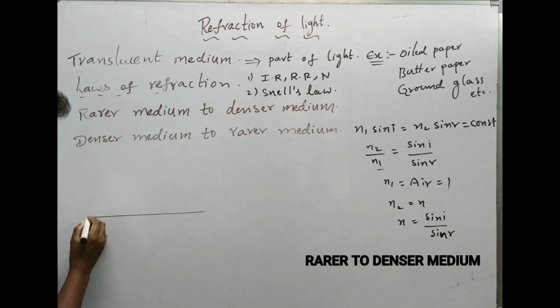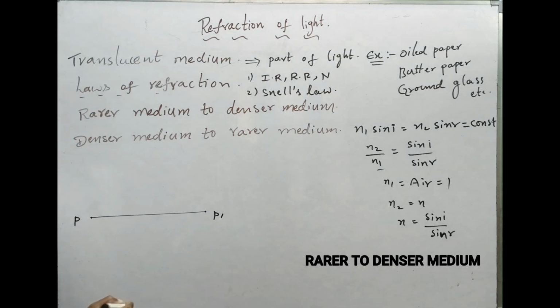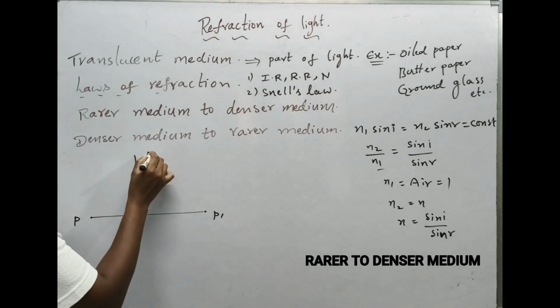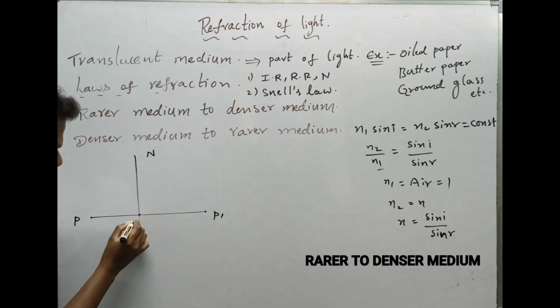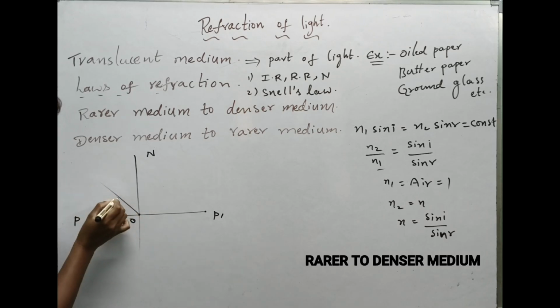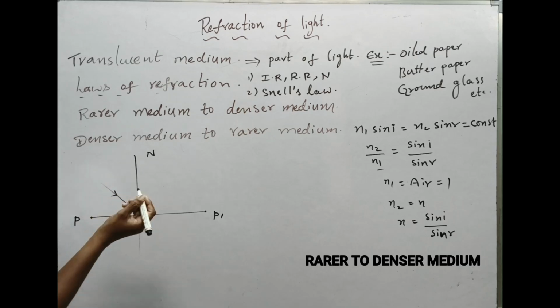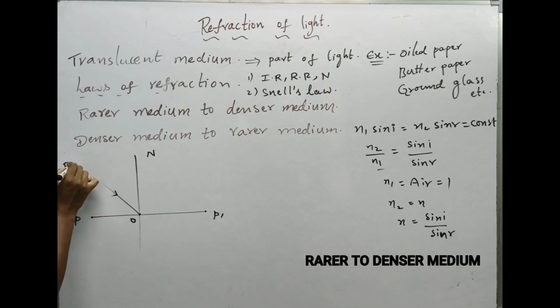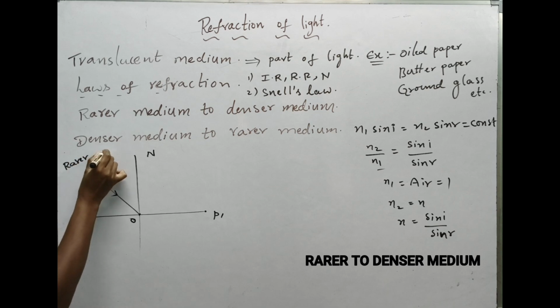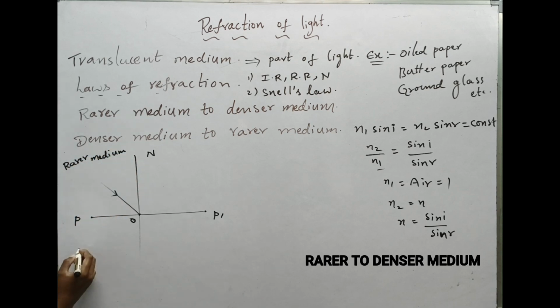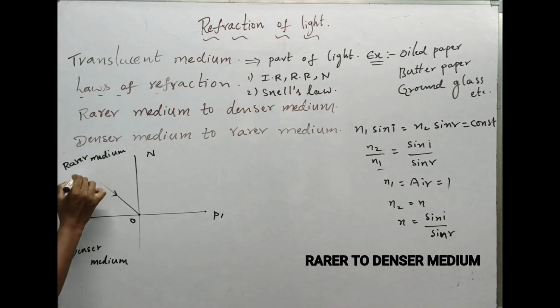Consider the interface, or separation of the two media, and let us consider some points here. So PQ is an interface. Above is one medium, below is the other medium. An imaginary line drawn perpendicular to the surface we call the normal, and this is the point of incidence. So this is the incident ray. Before that, I will consider this a rarer medium, and then a denser medium. Rarer and denser.